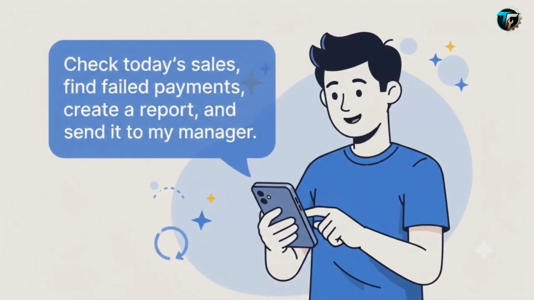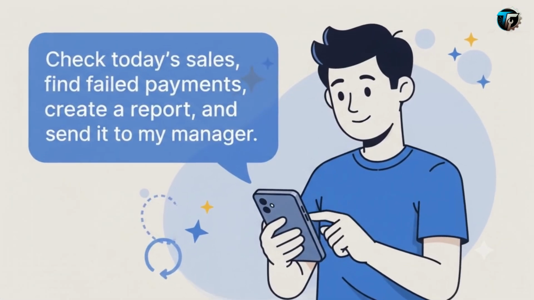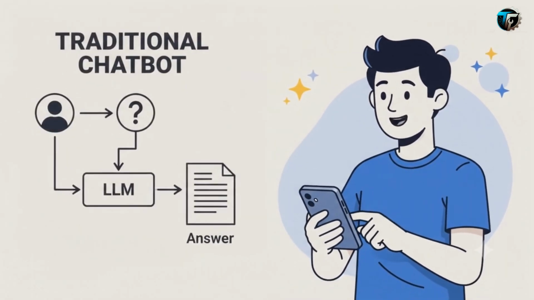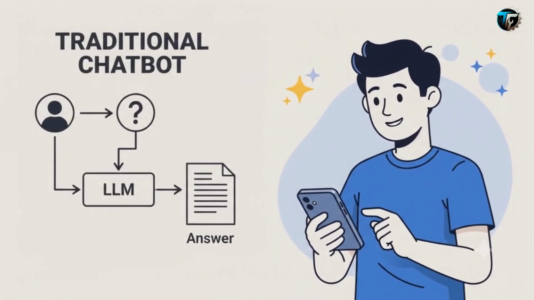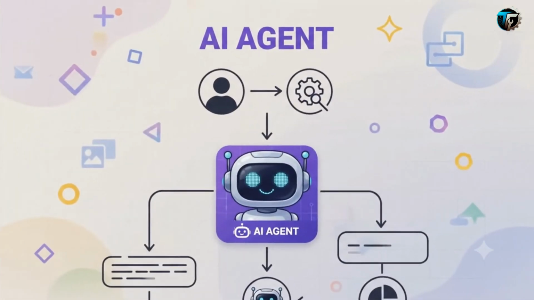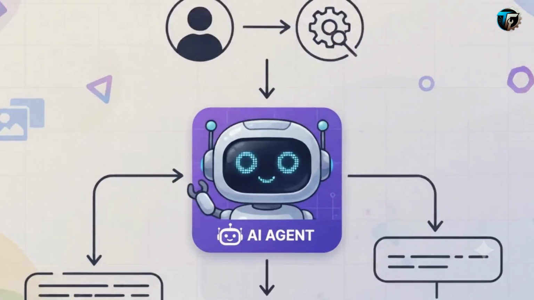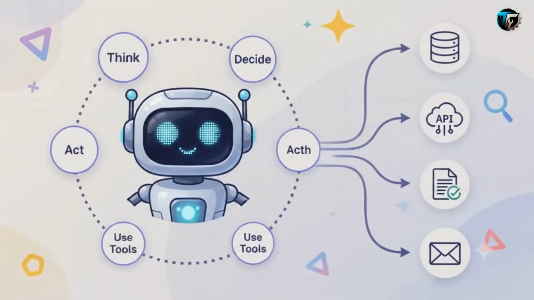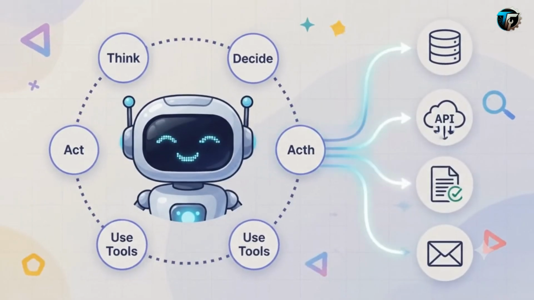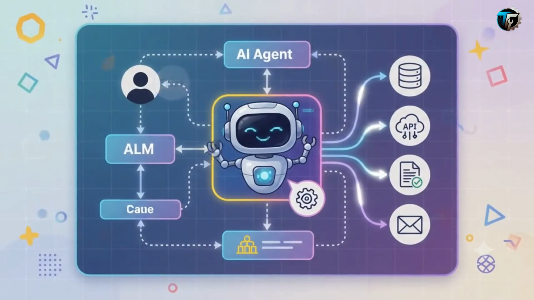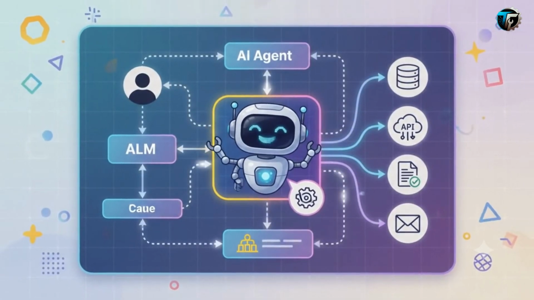Imagine you tell an AI, check today's sales, find the failed payments, create a report, and send it to my manager. A normal chatbot might tell you how to do it. But what if the AI could actually perform those actions? What if it could access a database, call an API, create a report, and send an email? Now we are moving beyond chatbots. We are entering the world of AI agents.